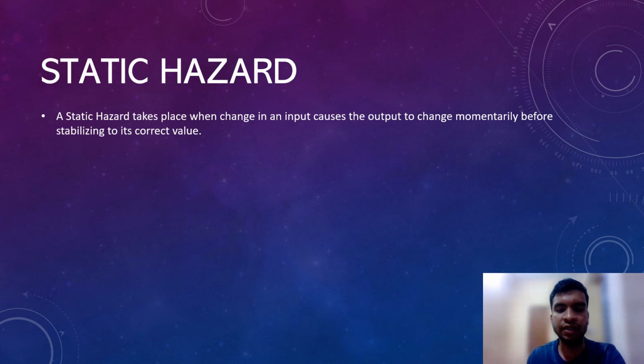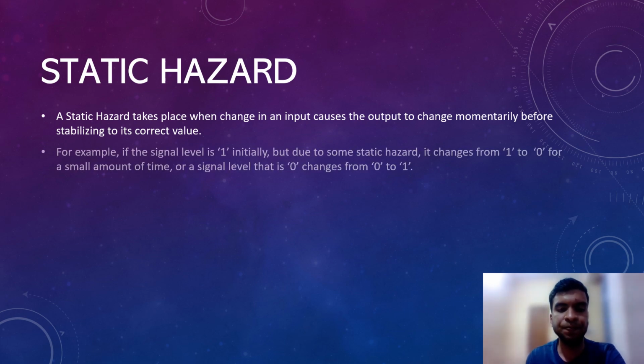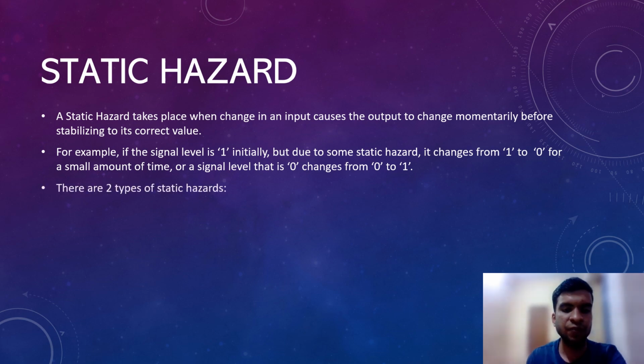A static hazard takes place when a change in an input causes the output to change momentarily before stabilizing to its correct value. For example, if a signal level that is 1 initially, due to some static hazard, changes from 1 to 0 for a small amount of time, this is termed a static hazard. This can also happen in reverse, where a signal level that is initially 0 changes from 0 to 1 for that particular moment of time.